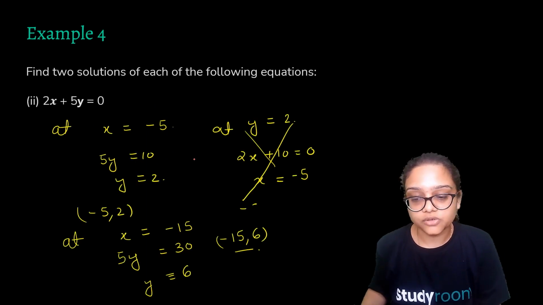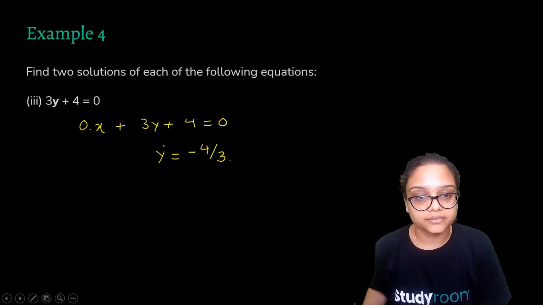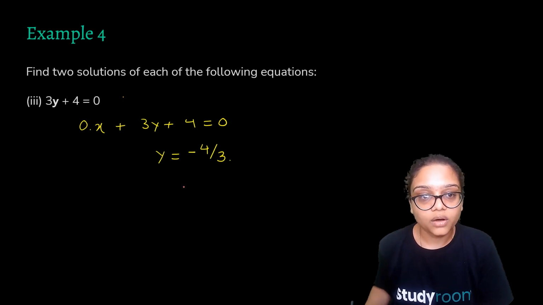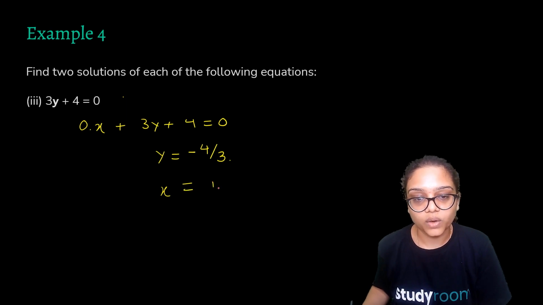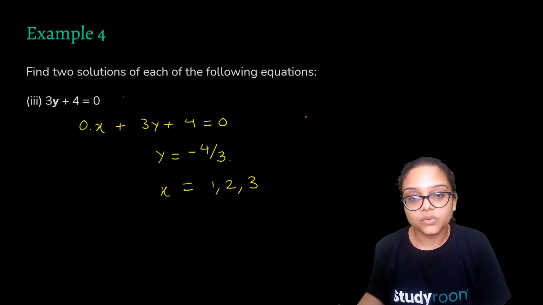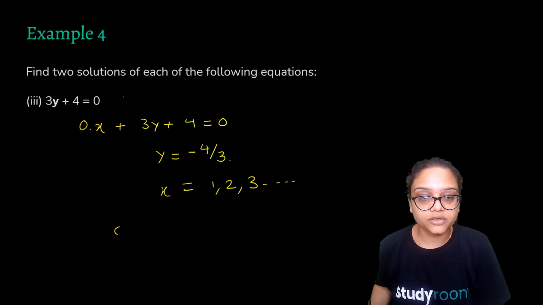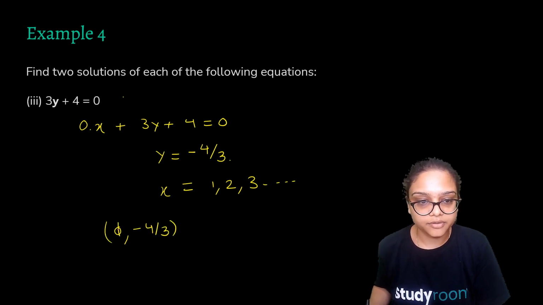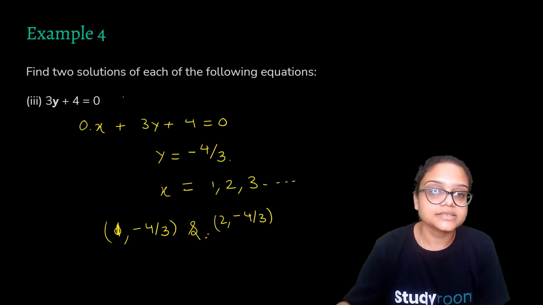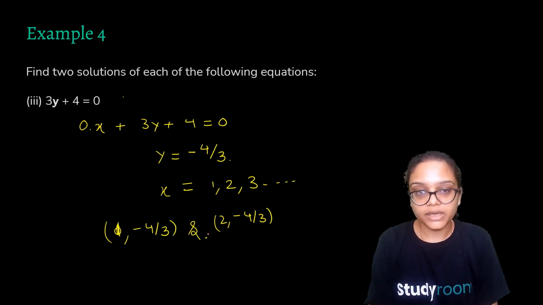Since the x value is not given to you, it can be anything. So x could be 1, 2, 3. Since it's going to be multiplied by 0 and give 0, it could be anything. So we can write two solutions as 0 comma minus 4 by 3. It can be 0, it can be 1, it can be 2. So many solutions are possible for x, but y is a fixed value, which is minus 4 by 3.